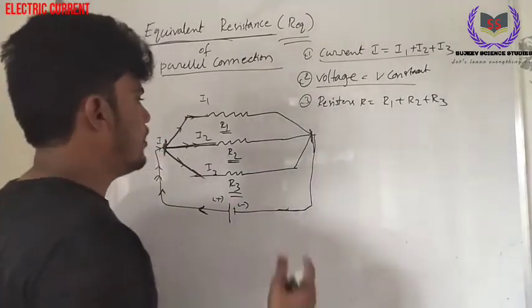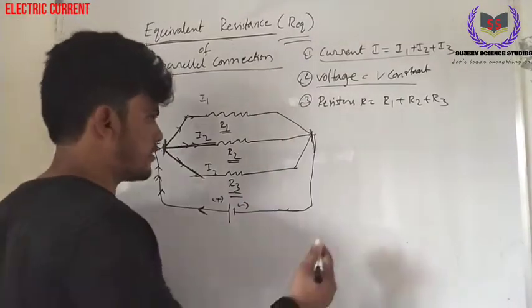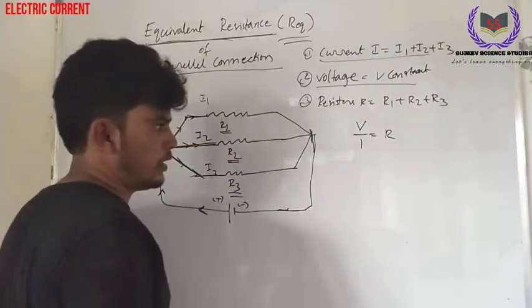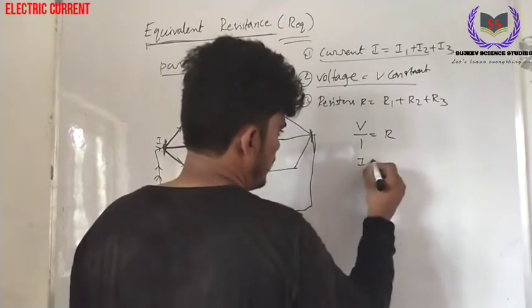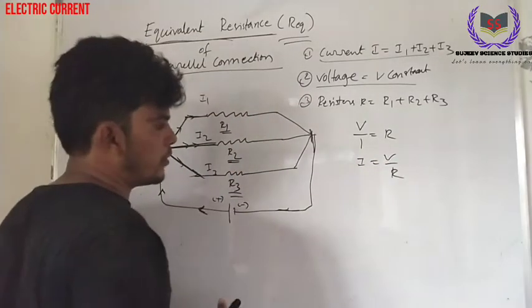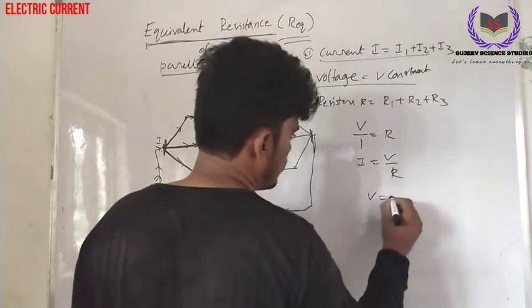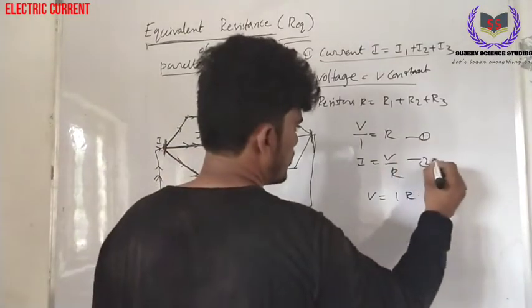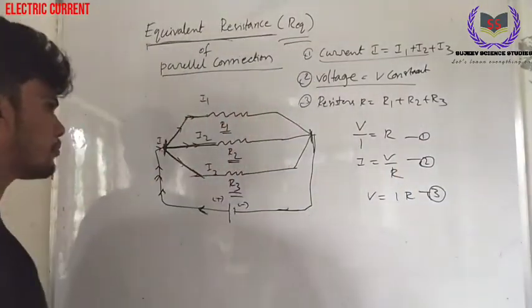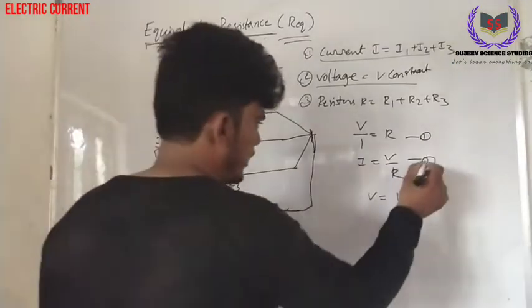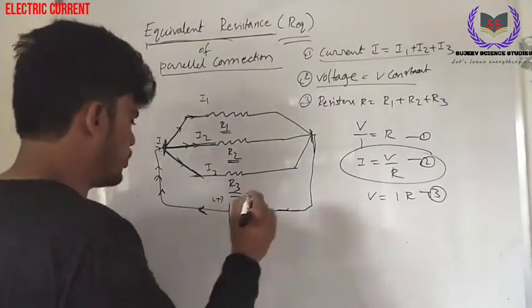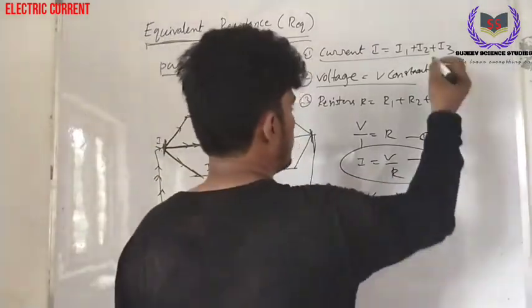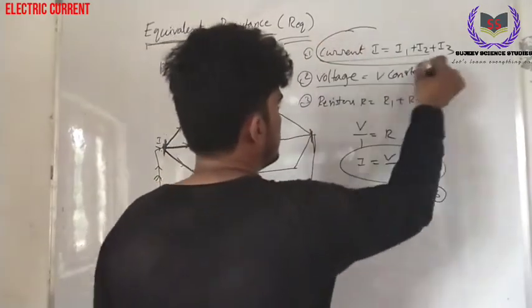Again, I will go to Ohm's law. As we discussed before, V by I equal to R. Another formula, I equal to V by R. Another formula, V equal to IR. So this is formula 1, this is formula 2, this is formula 3. Now I will take the second formula, I equal to V by R, and substitute this formula in this equation.